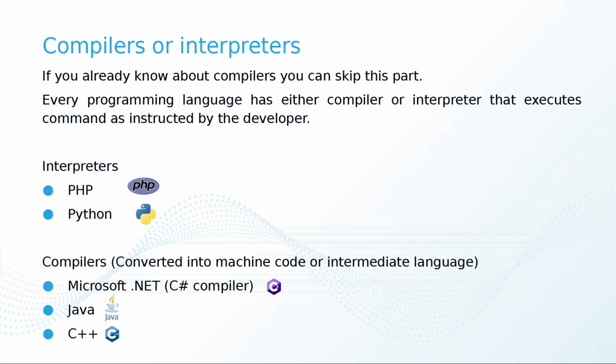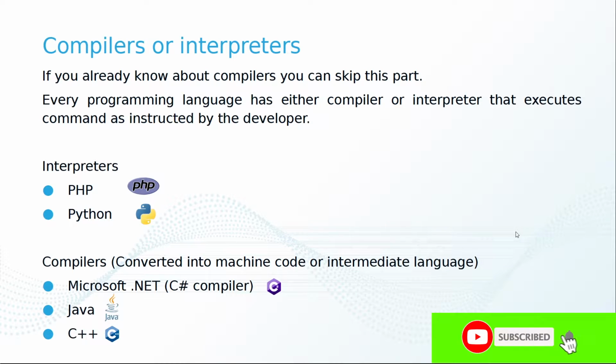Okay, let's begin. First of all, let's talk about the compilers or interpreters. They are an integral part of any development. So we'll first talk about the compiler or interpreter. If you already know what a compiler is, you can skip this slide. A compiler normally is a program that converts high-level languages written by the developers into machine code.